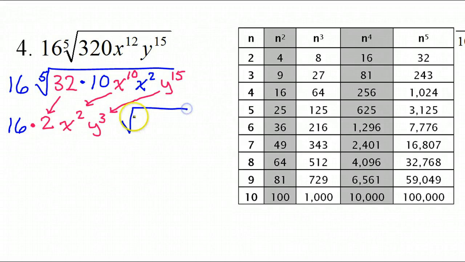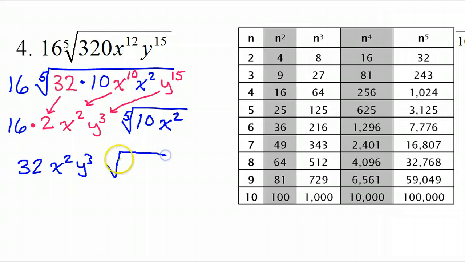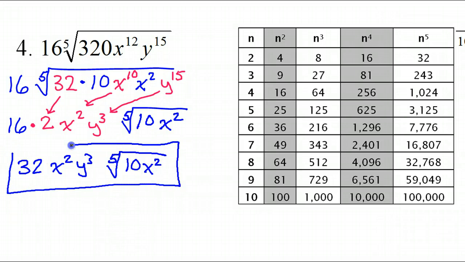Okay, so don't forget, this is the 5th root. Please put the 5 right here. So I will have 10x squared like that. Once I multiply these together, that'll be my final answer. So I will have 32 x squared y to the 3rd power times the 5th root of 10x squared. So this will be our final answer for number 4.